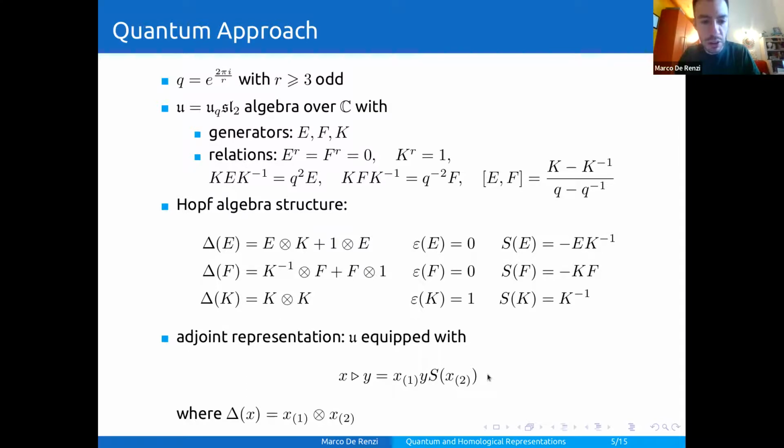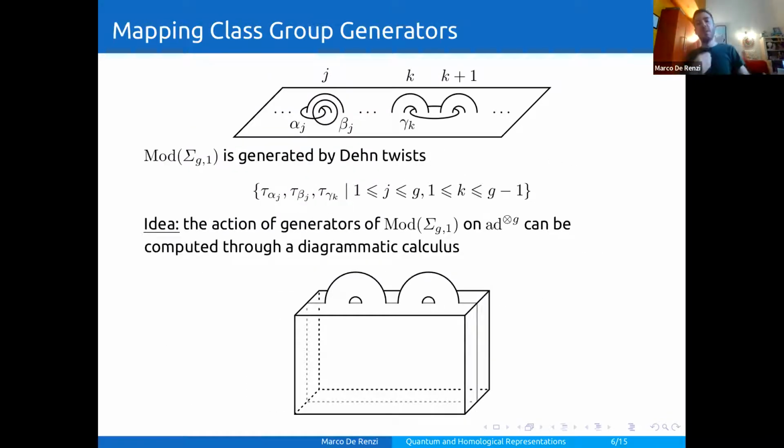Okay, so this is the adjoint representation. And now I will give you formulas for the action of the mapping class group, so the projective action of the mapping class group on the G-th tensor power of the adjoint representation. I will give formulas just for generators of the mapping class group, and the generators I will use are Lickorish ones. So it's a famous theorem of Dehn and Lickorish that tells you that the mapping class group of sigma G,1 is generated by a finite set of Dehn twists.